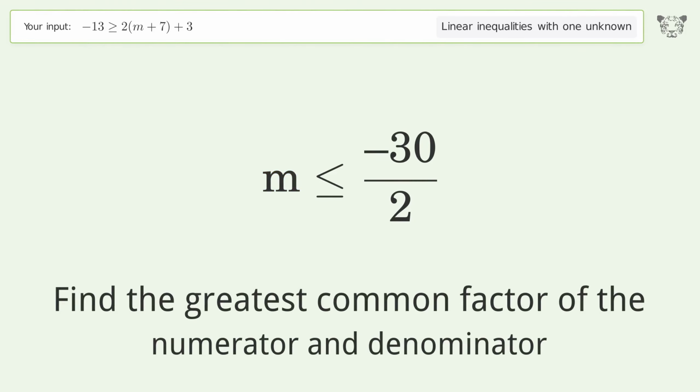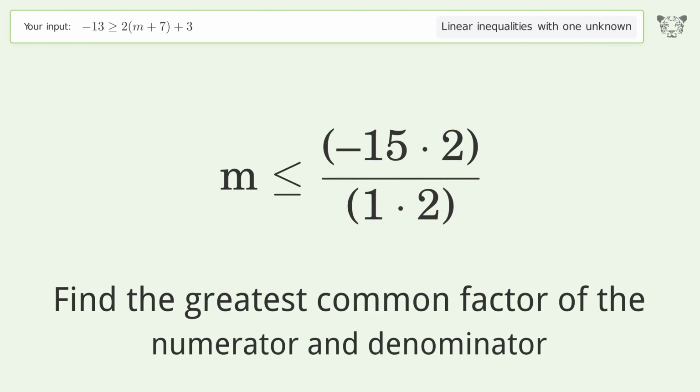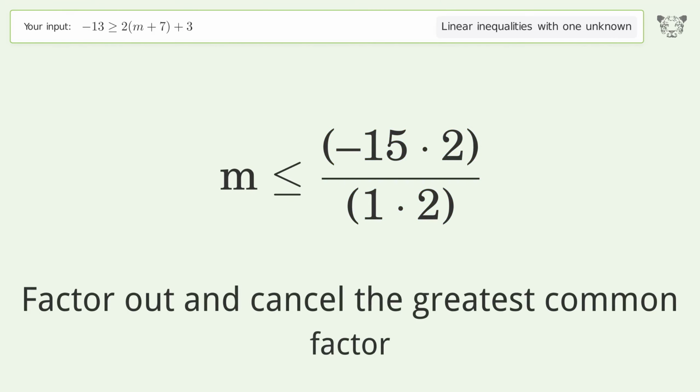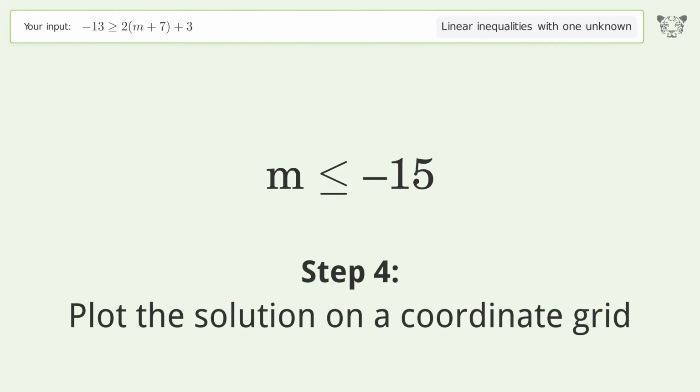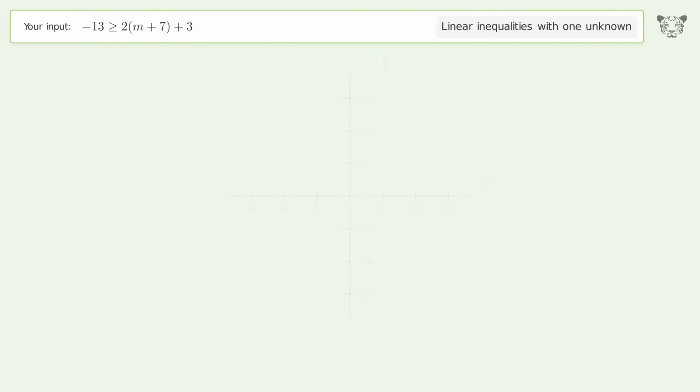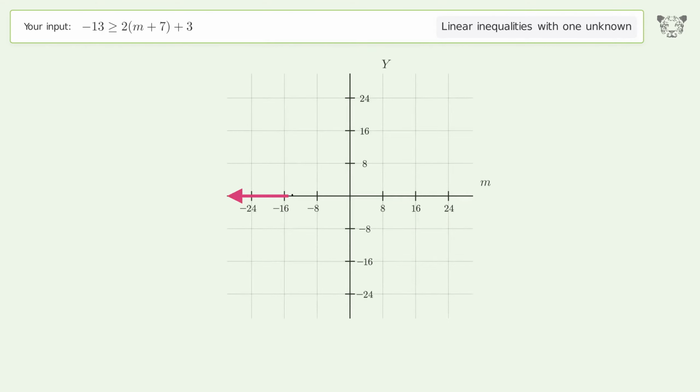Find the greatest common factor of the numerator and denominator. Factor out and cancel the greatest common factor. Plot the solution on a coordinate grid. And so the final result is m equal or smaller than -15.